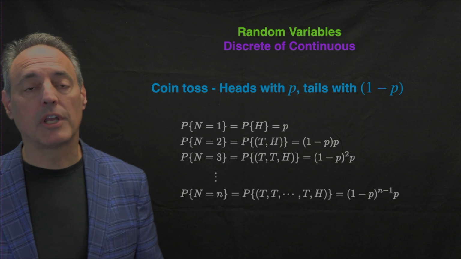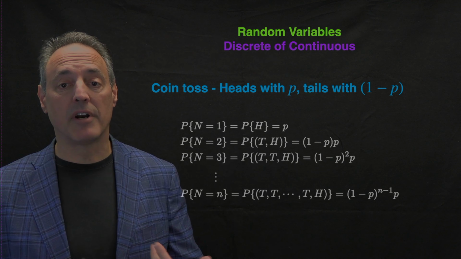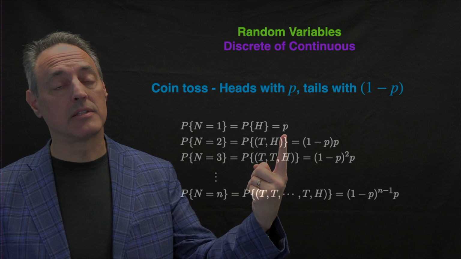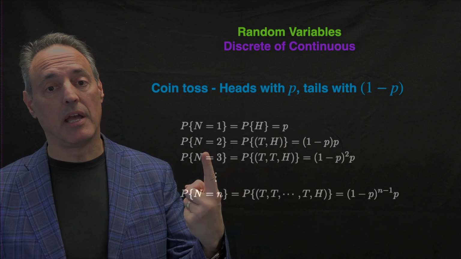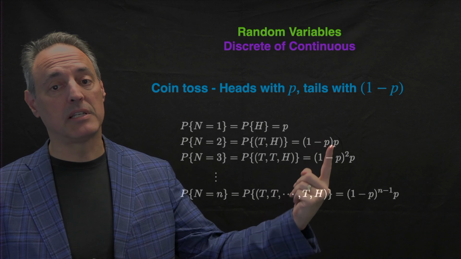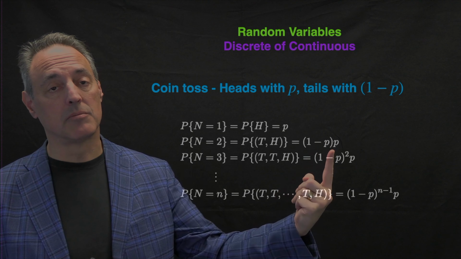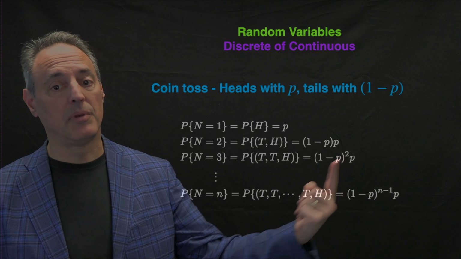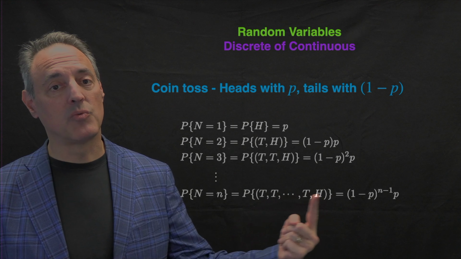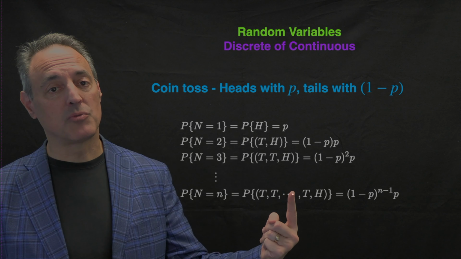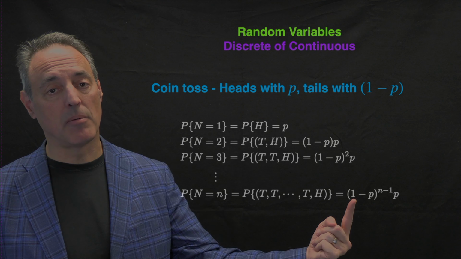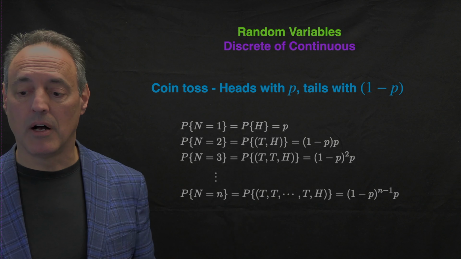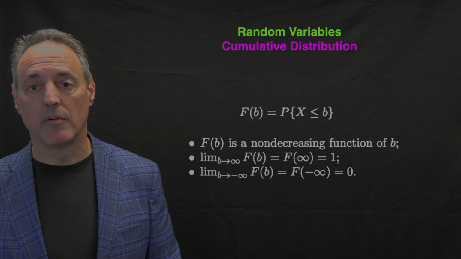And so if I start looking at some of the different events of random variables that I'm going to define now as n, for n equals 1, which is having heads, it's probability p, but n equals 2, being tails then heads, it's 1 minus p times p, because that's the probability of the tails times the probability of the heads. 2 tails and heads is 1 minus p squared times p. Or if I have n tosses, and n minus 1 of them are tails, followed by heads, then that's the probability for that. So again, just another example of a discrete random variable that we might work with.